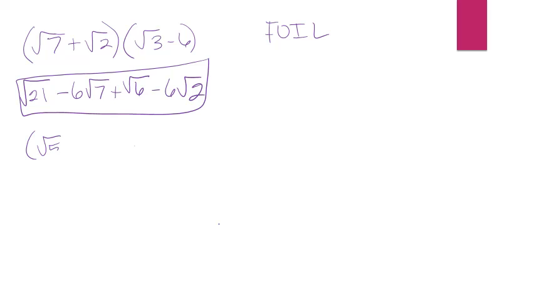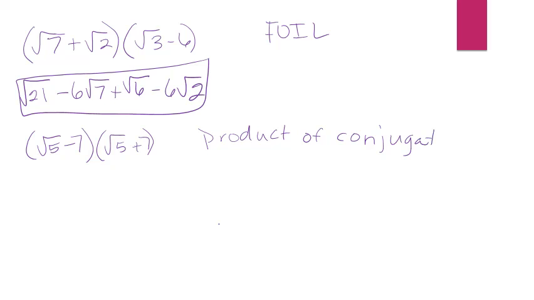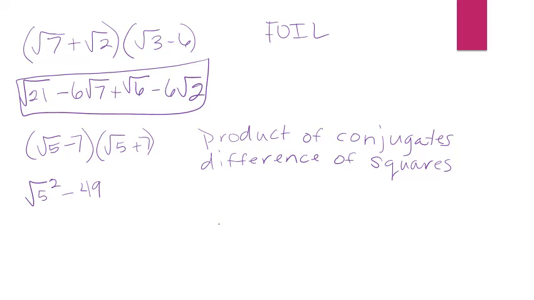Let's look at the square root of 5 minus 7 times the square root of 5 plus 7. You might notice this is the product of conjugates. And if we think back, that means it's going to be the difference of squares. So we already know how to solve this without using the FOIL method. So when we think about this, if it's the difference of squares, and we have the 5, it's going to be the square root of 5 squared minus 7 squared, which is 49. And when we look at this, we have a square and a radical. Those cancel out. 5 minus 49 equals negative 44.